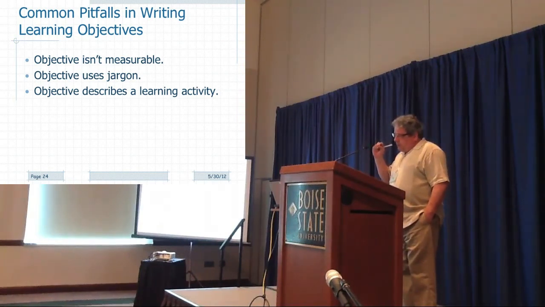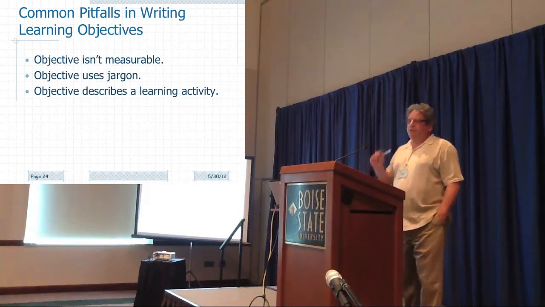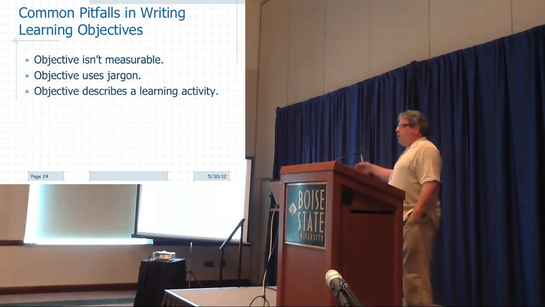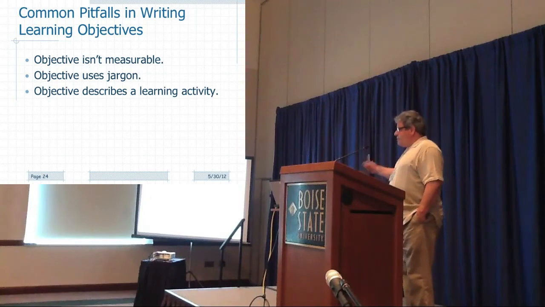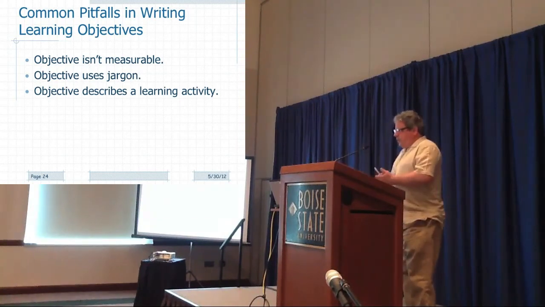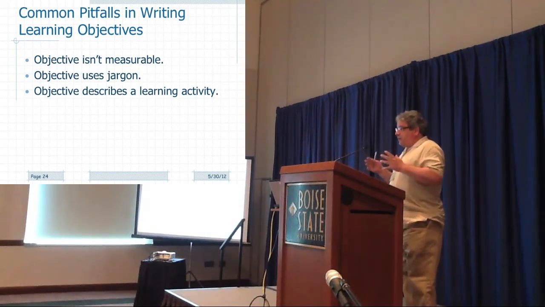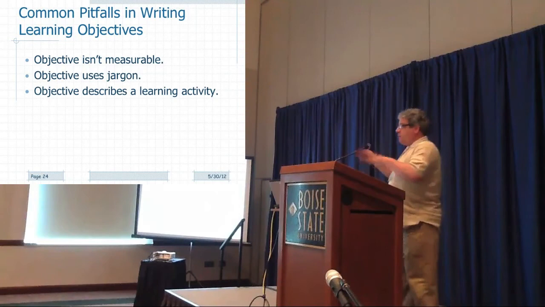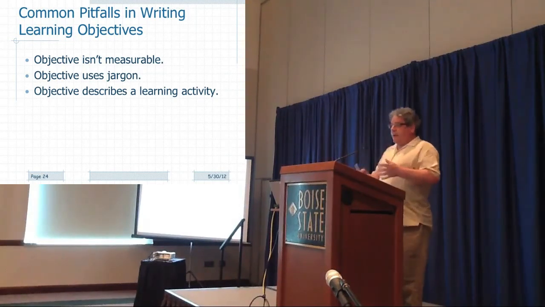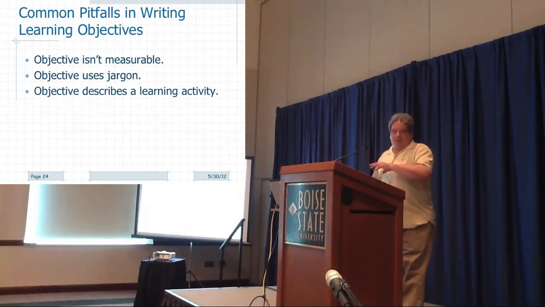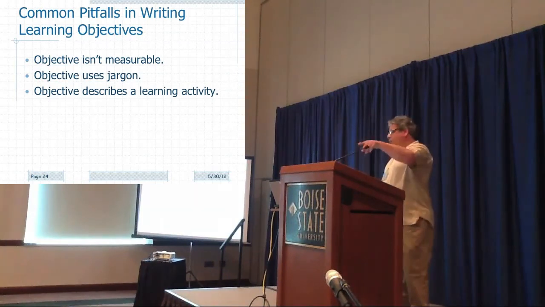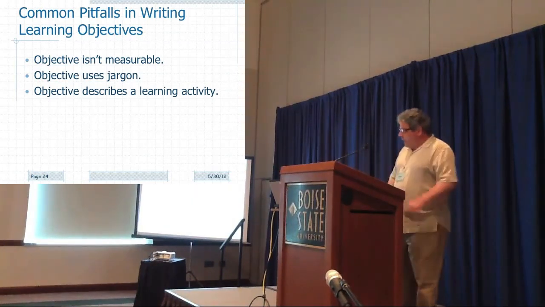Often the fault lies with a learning objective that describes what students are doing rather than what they should know or be able to do as a result of that learning activity. So you'll often see this in surprising places, written by people who should know better, where a learning objective is specific and measurable, but it really describes a learning activity rather than the outcome of that learning activity or the goal toward which that activity is headed.